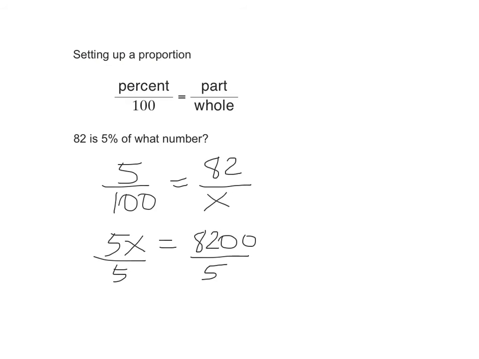I don't know if you remember from the previous slide, but this was the same exact equation we were solving when we used the equation method. We ended up with 8200 divided by 5, which gets us the same answer, 1,640.